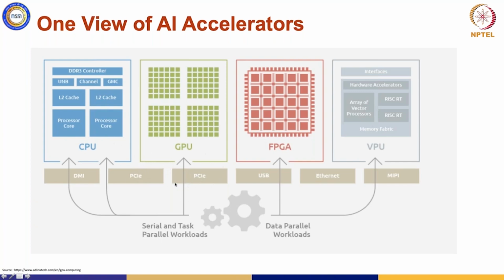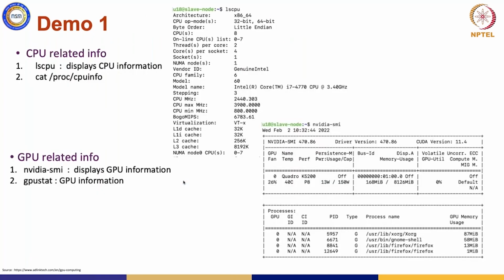So you have PCI Express through which your CPU and the GPU communicate. So I hope it's clear that there are different ways of executing compute intensive workloads by different types of accelerators, right? This is the gist of how you can split your workload among these various categories of accelerators. Now, let us try to do a demo.